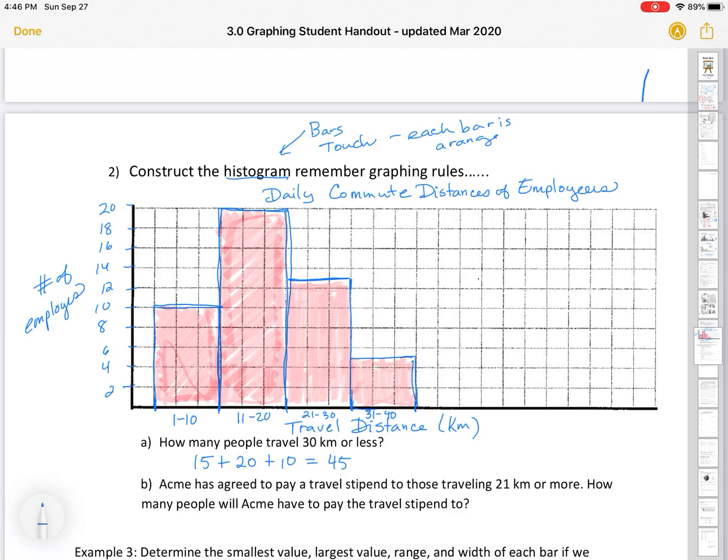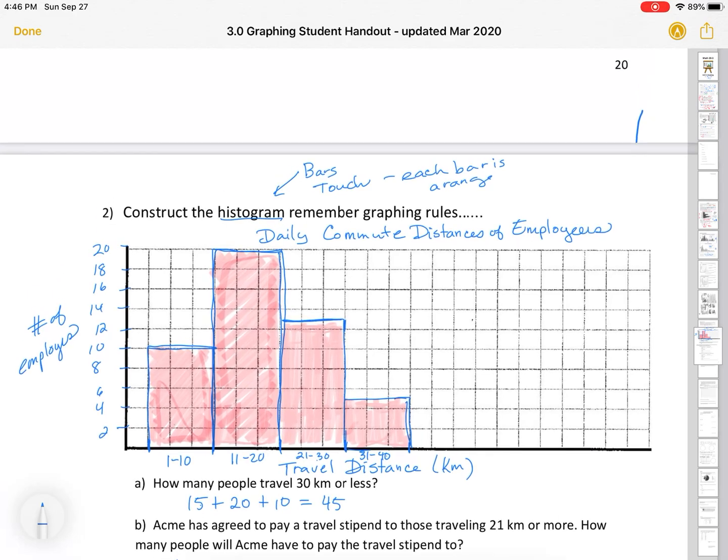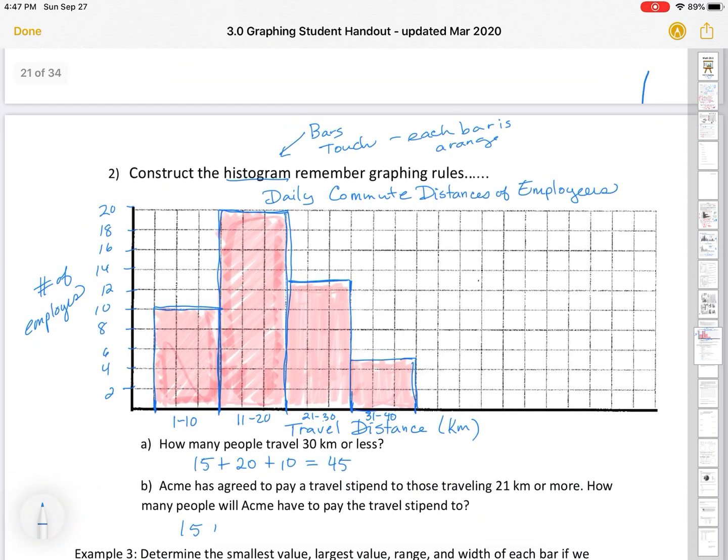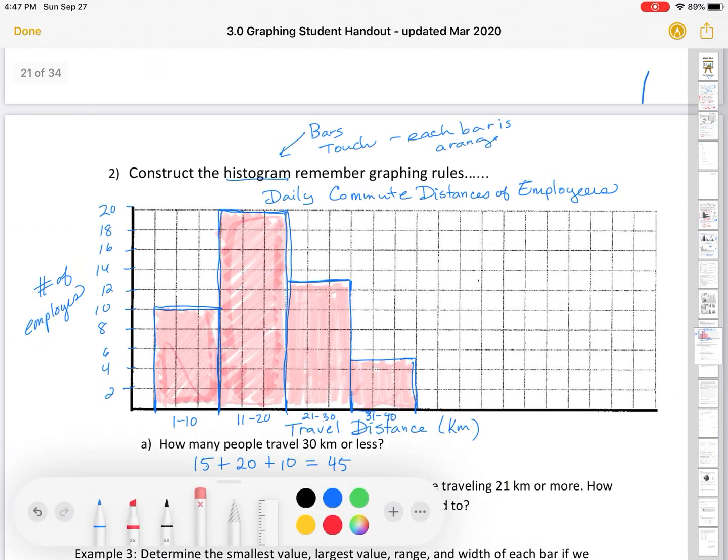Now, if Acme agreed to pay a travel stipend to those traveling 21 kilometers or more, how many people will they have to pay the travel stipend to? So we would look at the ones that are 21 or more. We know it's these last 2 columns. So it's going to be 15, or sorry, that is not 15, that's 13. Let me double check my math. 13. Mrs. Finley, read your graph properly. So this should say 13.